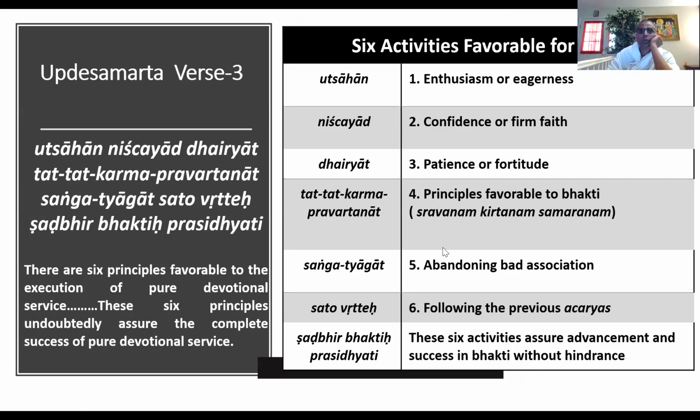Okay, so moving to verse number 3. These verses are now going to tell us the things that we have to adopt. We just finished reading what to avoid. Now we are going to get into the items that we have to adopt in our bhakti. So verse number 3. Utsahan nishchayad dhairyat tat tat karma pravartanat sanga tyagat sato vritteh shadbhir bhakti prasidhyati.